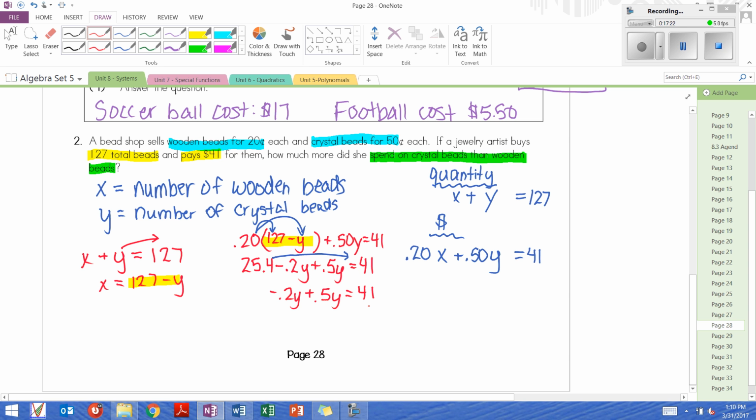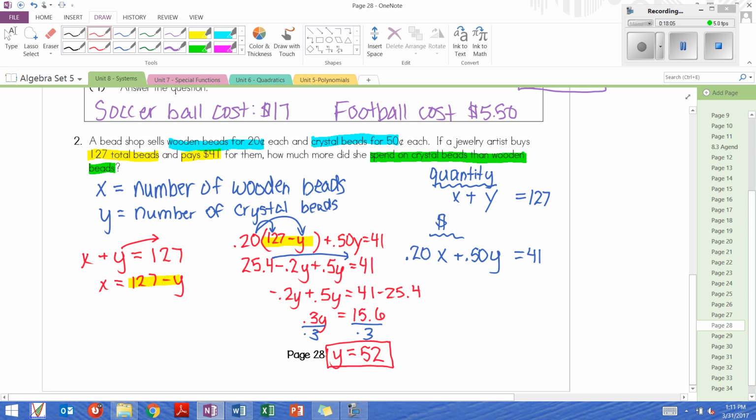Okay, so nothing changed here. It's just 25.4 moving to the other side. Next, let's group them together. So I get 0.3y is equal to 15.6. And then lastly, we need to divide both sides by 0.3, or I should really say 3/10. So y is going to equal 52. And that would be 52 crystal beads. Okay, so now we know that y is equal to 52.